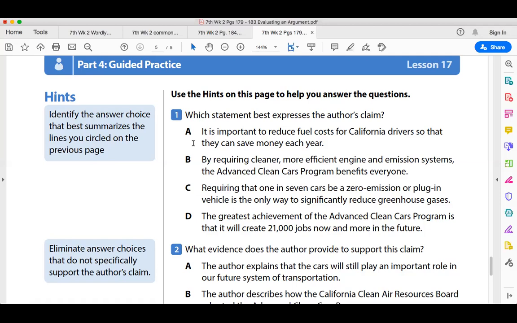Look at C. C is incorrect. These vehicles are just one of the ways to reduce greenhouse gases. That's only one, and that was talking about the greenhouse section. And look at D. D is incorrect because creating jobs is not its greatest achievement, nor is it its purpose. So the correct answer is B. So highlight it and then click the highlighter. And B summarizes the author's claim that this program benefits everyone. And look at that, they're the only two that even used Advanced Clean Cars program. Have you noticed that? Look for keywords also.